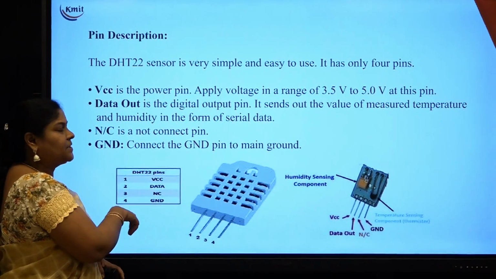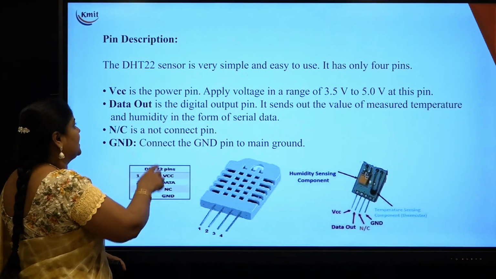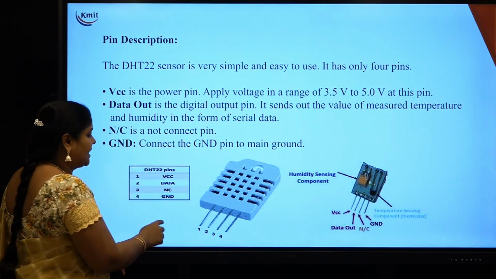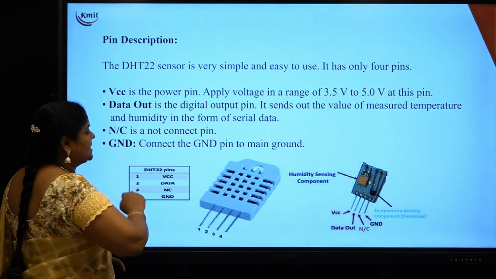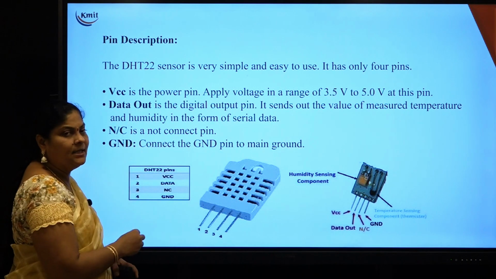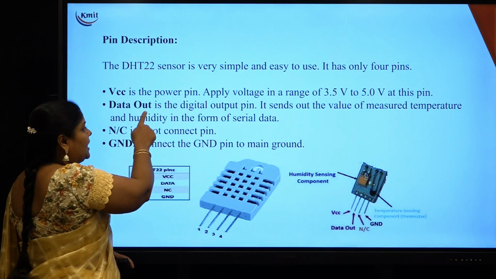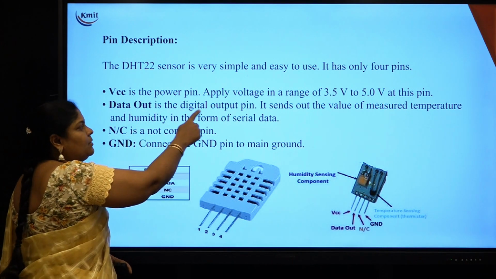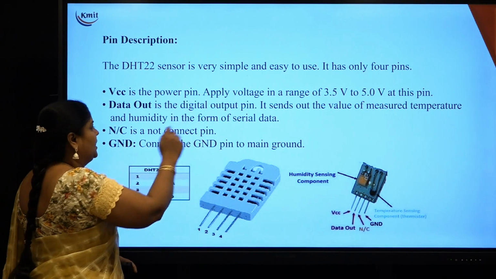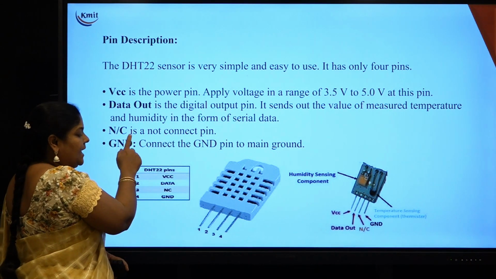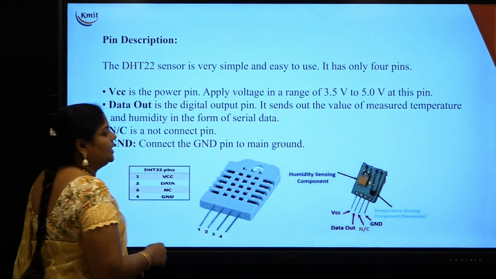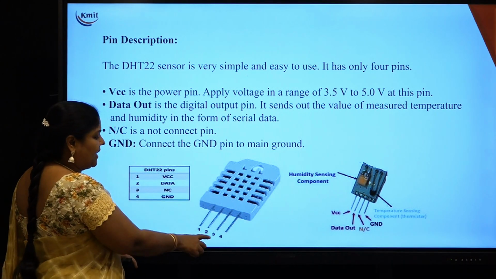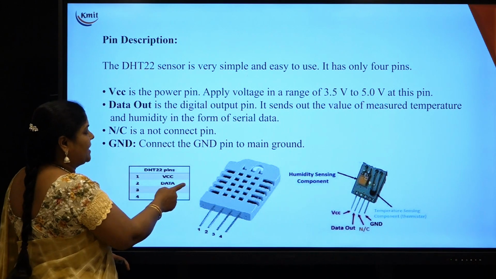Next, description of the temperature sensor. So this temperature sensor consists of 4 pins. First pin is VCC. VCC represents the power pin, and next is data output. This pin will give us the output in a digital format. Next is NC. NC is a not connected pin, and the next pin is a ground pin. So this is the pin description of the temperature sensor.